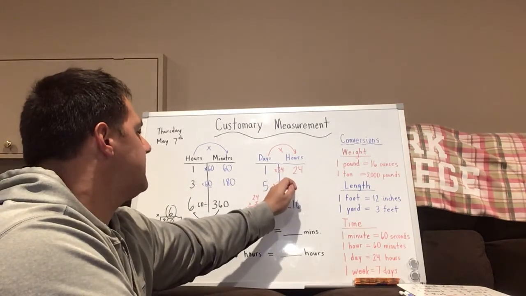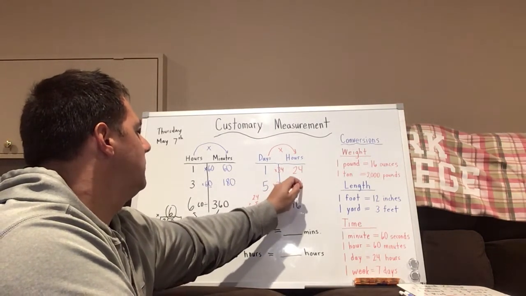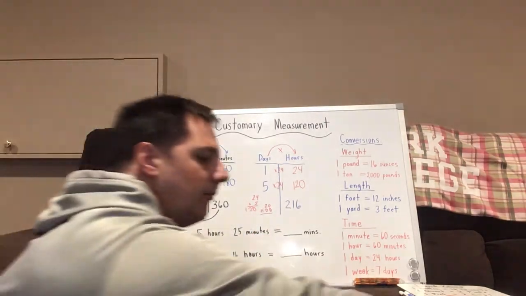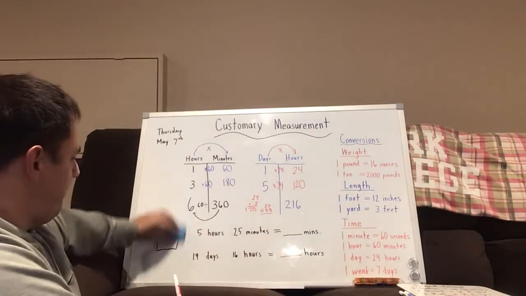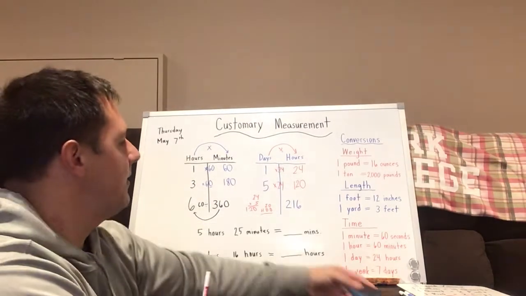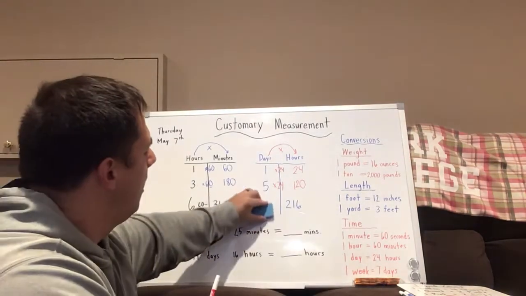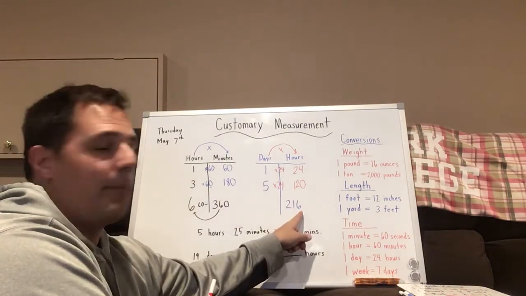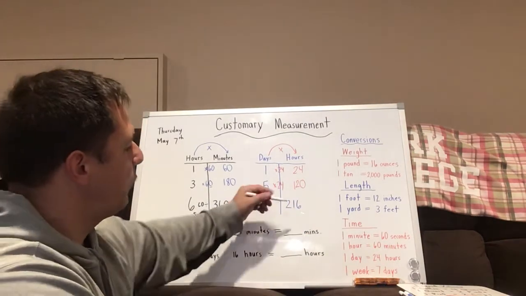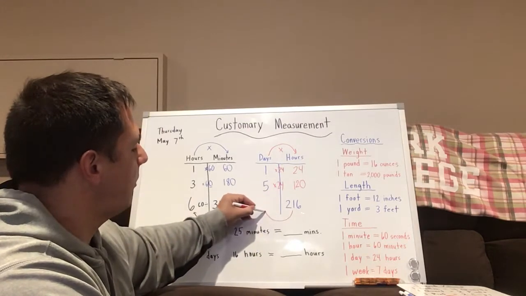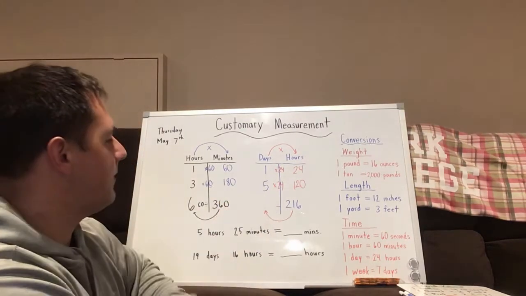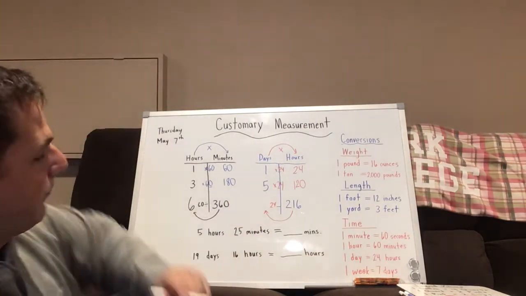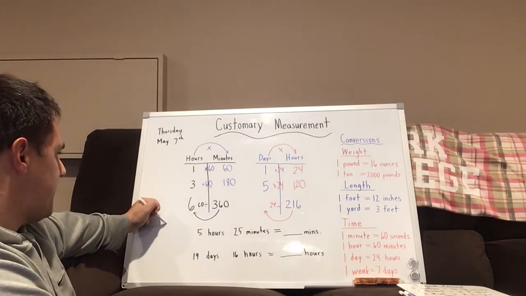So 5 days is really equivalent to 120 hours. For the last problem, they gave us the hours. So because they gave us the smaller unit, because we're going from a smaller unit to a larger unit, we have to do the opposite or divide. So I'm going to be dividing by 24. So I'll set this up over here on the side.